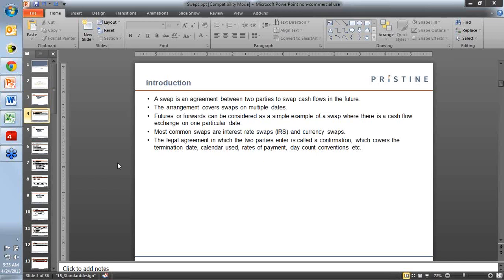Okay, so let's talk about what a swap basically is. A swap is an agreement between two parties to swap cash flows in future. This basically happens in a situation where there are two parties with somewhat similar cash flows, similar in magnitude, but different in their characteristics. For example, say there are two companies A and B, and company A has an obligation to pay a debt that is paid at a fixed rate.